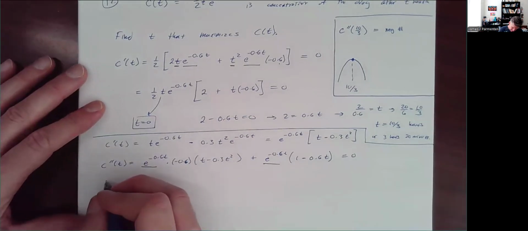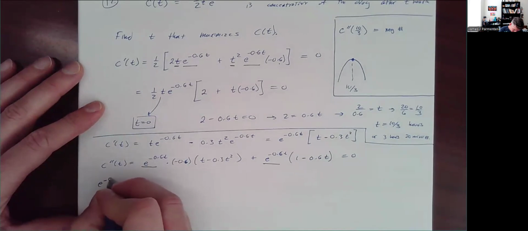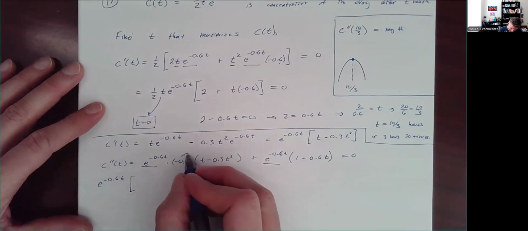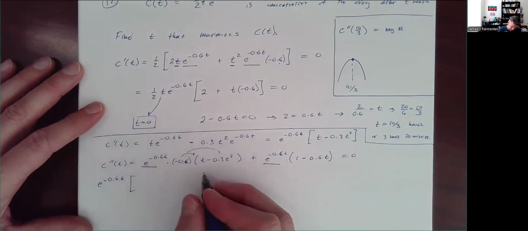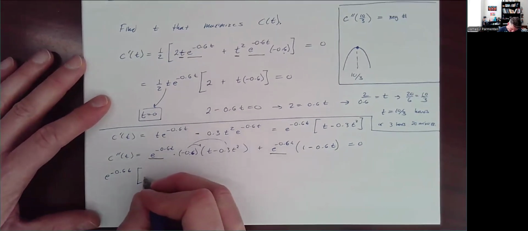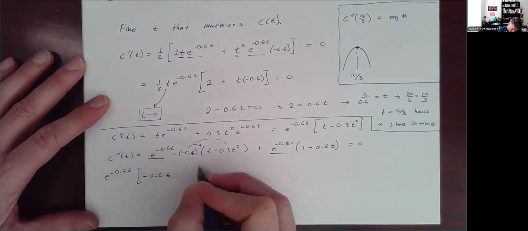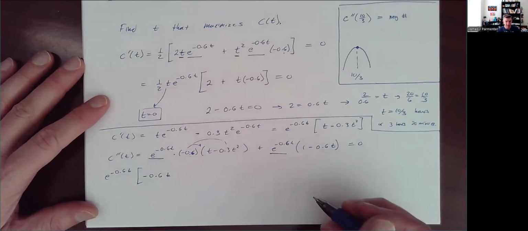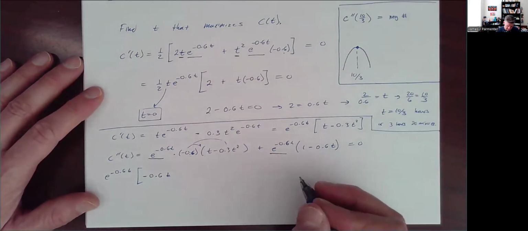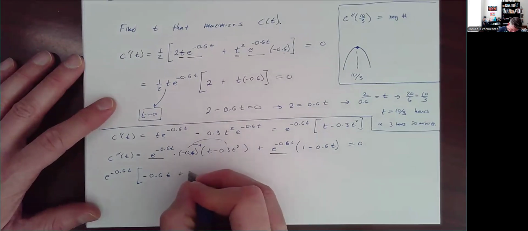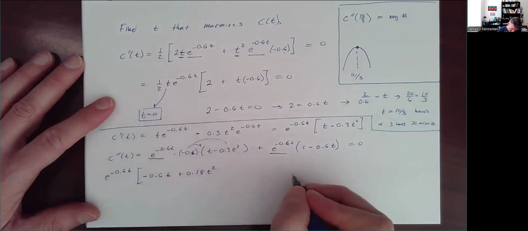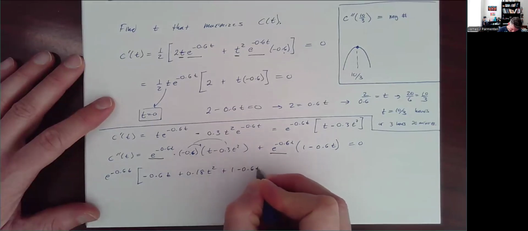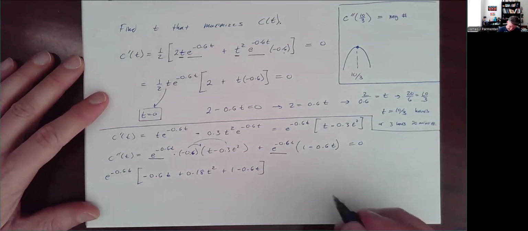So factoring out an e to the negative 0.6t, I'm left with, and let's distribute this negative 0.6 here. It's going to be kind of gross. It's negative 0.6t, and then 0.6 times 0.3 is 0.18, right? It's 60% of 30%, which is 18%. So it's a positive 0.18 t squared. And then we have plus 1 minus 0.6t. I was really hoping that this and this were going to cancel, but they don't.